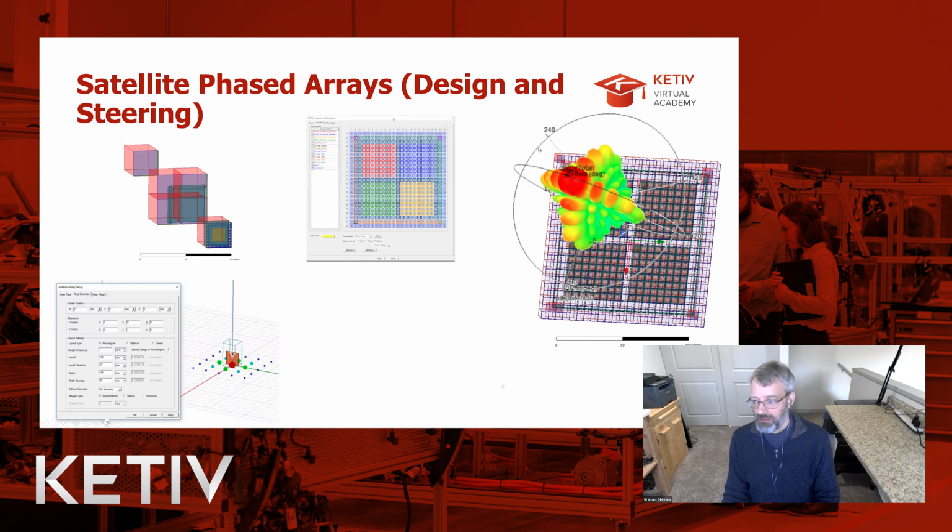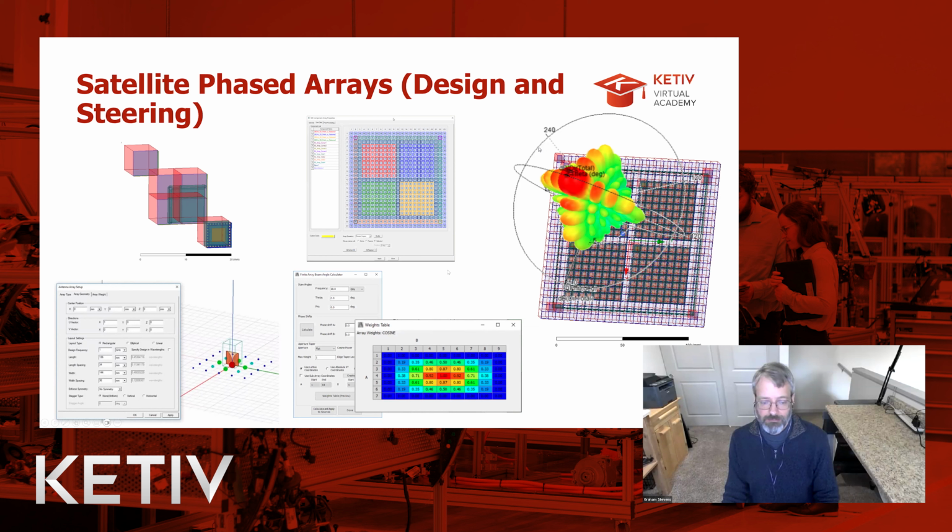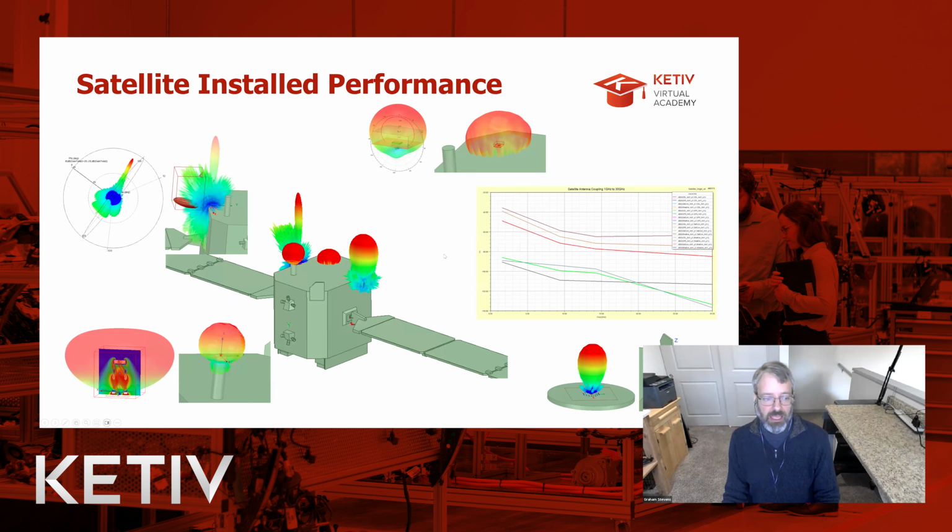And then similarly, I can start looking at, well, if I group these elements into arrays now, and start looking at steering, what do those fields look like? Maybe use the finite array beam angle calculator to help guide you in that design. And then use SBR+ to look at installed performance and antenna coupling.